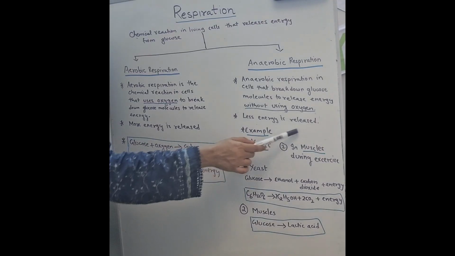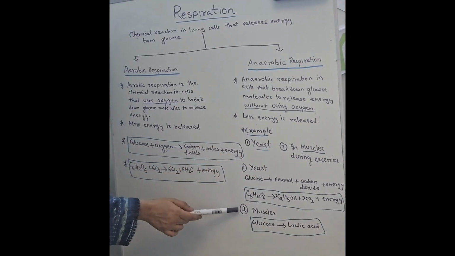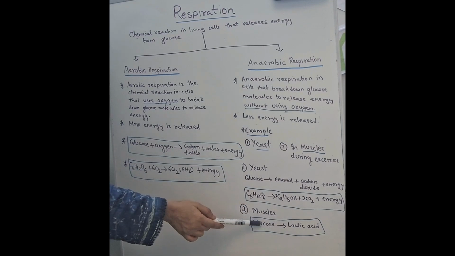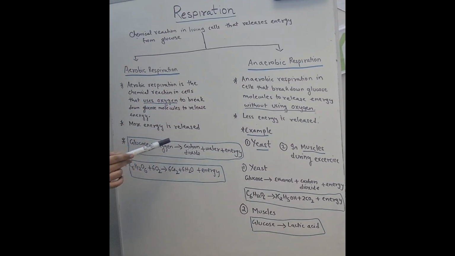Okay. The next place where anaerobic respiration takes place is in the muscles. So in muscle, what happens? Glucose gets converted into lactic acid. Here, glucose gets converted into lactic acid during anaerobic respiration.